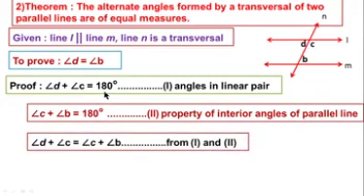If we compare the RHS of both statements, here 180 degrees, here 180 degrees, therefore the RHS is equal and therefore the LHS is also equal. Here angle D plus angle C is equal to angle C plus angle B, from 1 and 2. Eliminating angle C, angle D is equal to angle B.